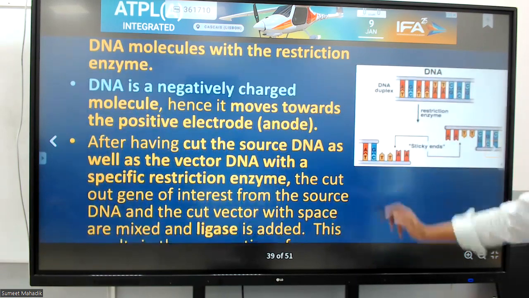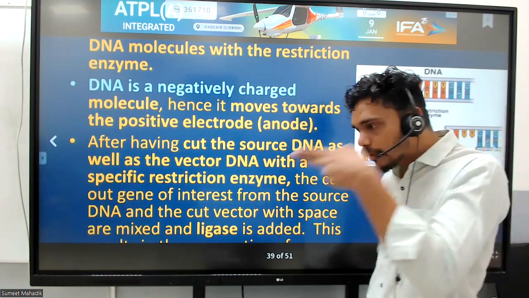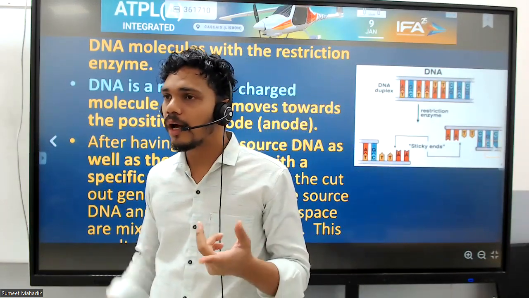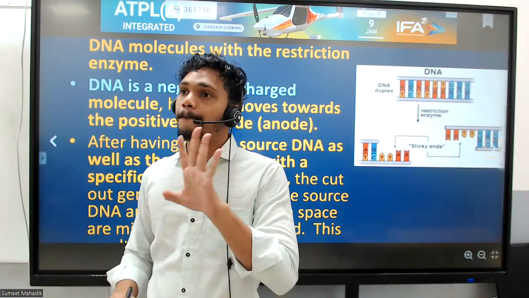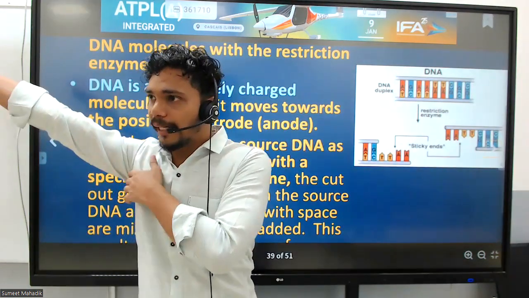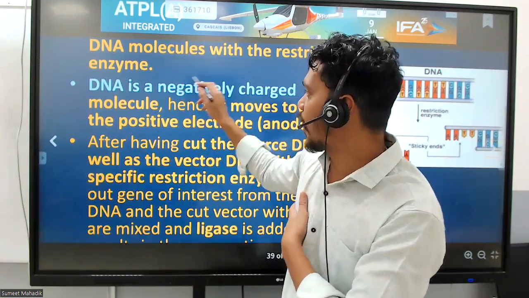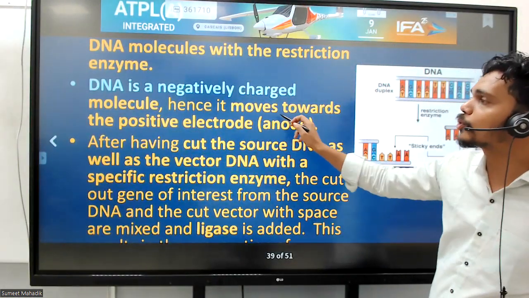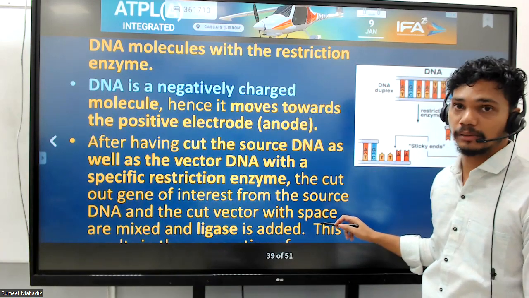DNA is negatively charged. Why negative charge? Phosphate groups are there: O minus, O minus. P is pentavalent, and O minus is attached to another O. So O minus is the charge on the DNA, and hence it moves towards the positively charged electrode, the anode.